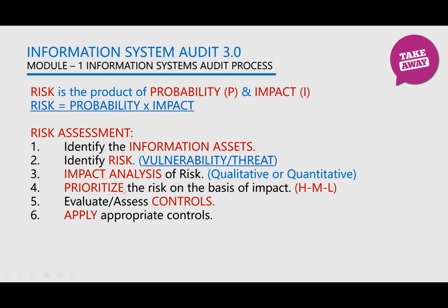Based on that, I need to prioritize the risk, that is in terms of high, medium, and low. Once I have done this, then on this criteria, the prioritization of the risk, I will try to assess the control. That is, the controls for the high risk area need to be monitored very carefully, medium next, and the low one can be ignored, and accordingly apply appropriate control measures.